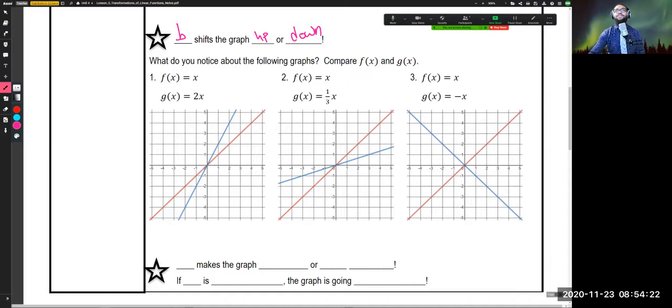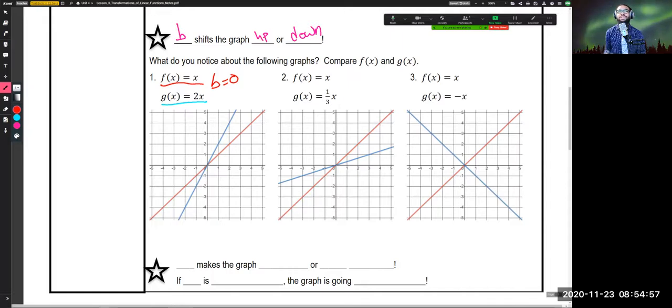But let's look at this. Number 1 says f of x, our parent function, equals x. Our parent function equals x here. I'll underline this in red so you all can see that's what I'm talking about. And then we have this transformed function, g of x equals 2x. So our parent function in red starts at 0, 0 because we don't have a b. Our b is equal to 0 here, and it's also equal to 0 in our transformed function.